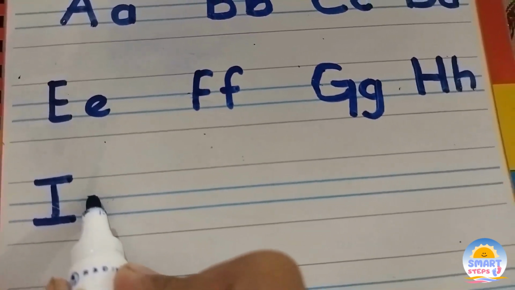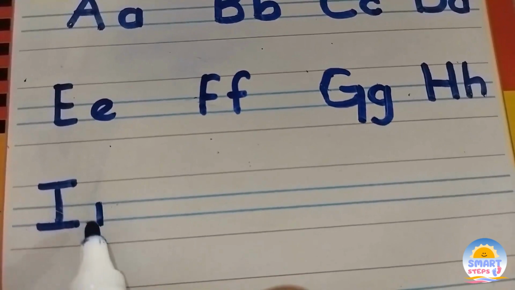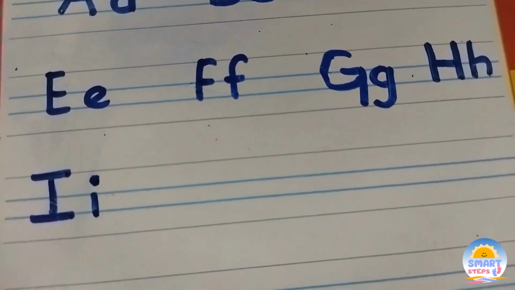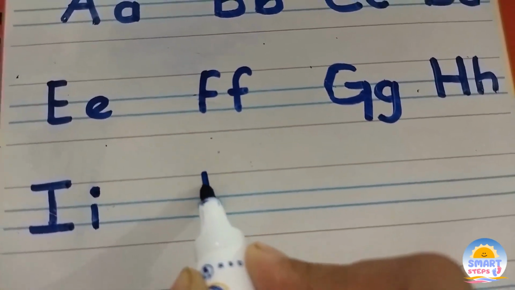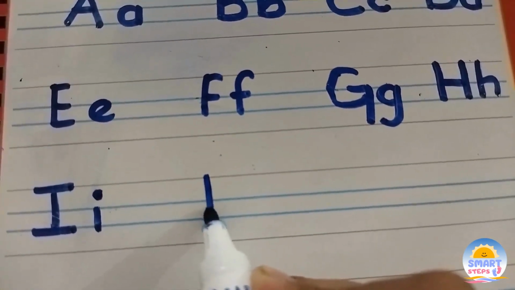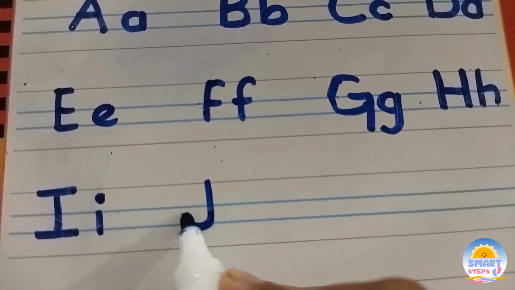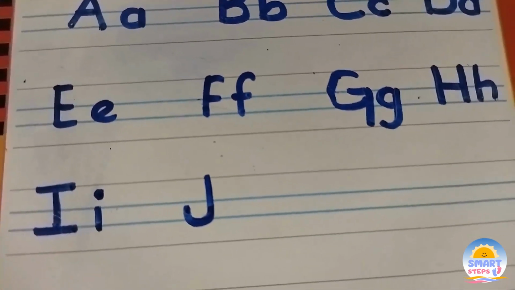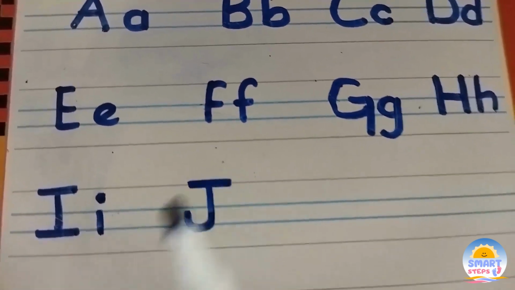Lowercase i, a standing line from middle to bottom and a dot above it. J, a standing line from top to bottom and a curve on the bottom towards middle on the left eye and a sleeping line on the top.